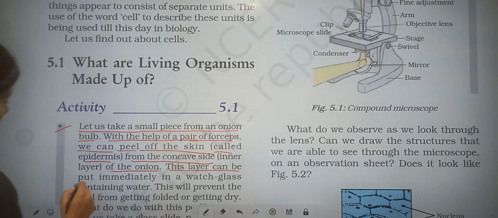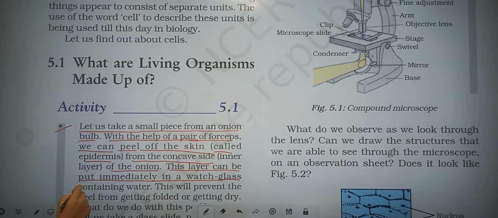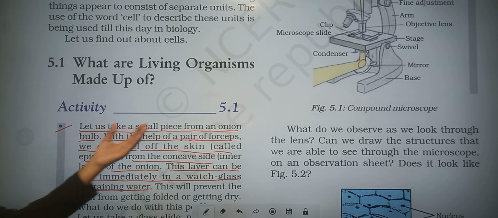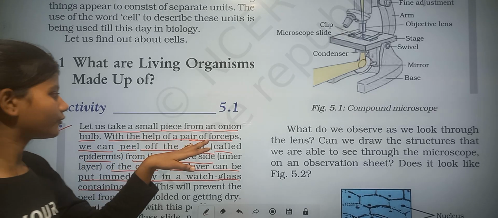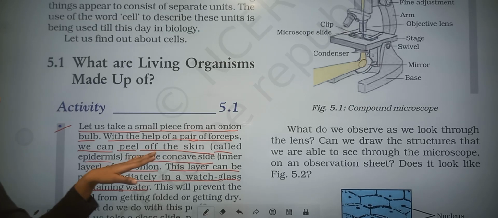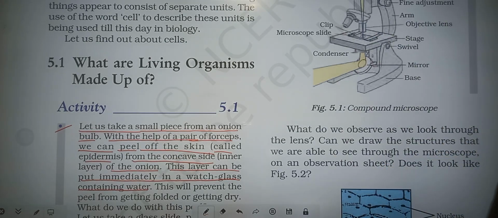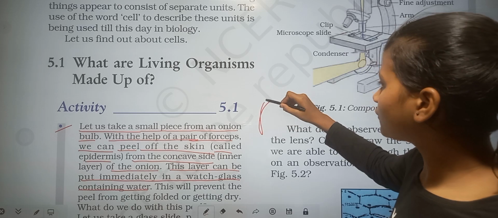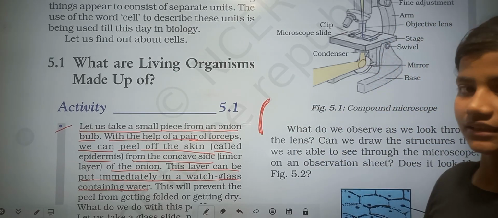This layer can be put immediately in a watch glass containing water. It means take a small piece from the onion bulb with the help of a pair of forceps. We can peel off the skin called epidermis from the concave side, the inner side of the onion. Okay.